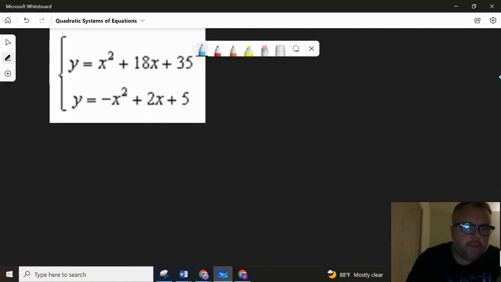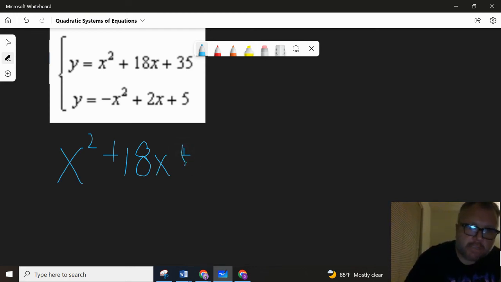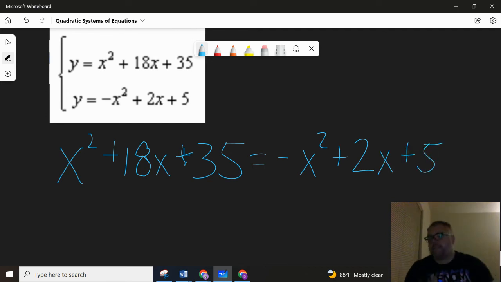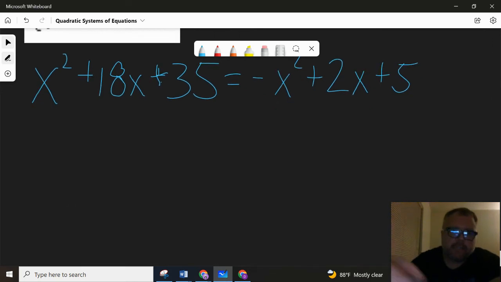So I know that x squared plus 18x plus 35 equals negative x squared plus 2x plus 5. Because this is quadratics, we're in quadratic world, so we have to set this equal to 0. Let's go ahead and do that.